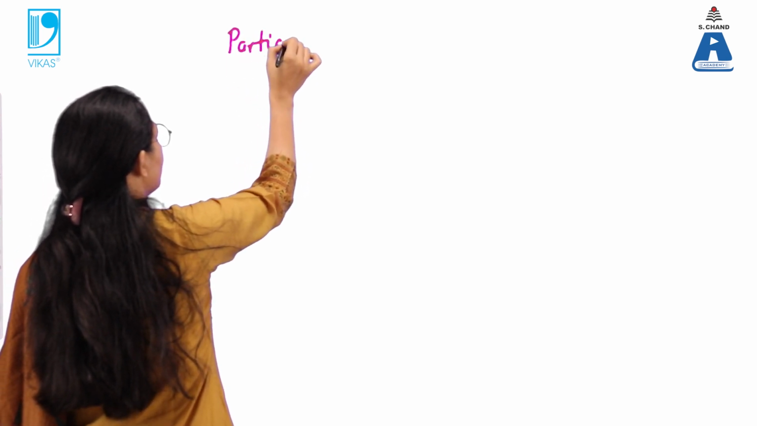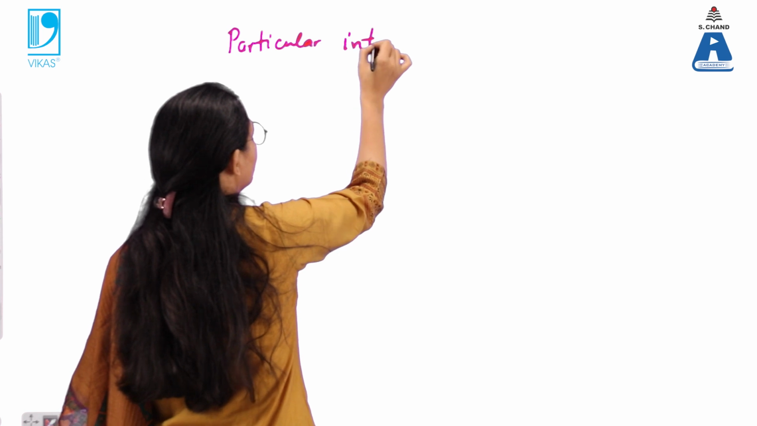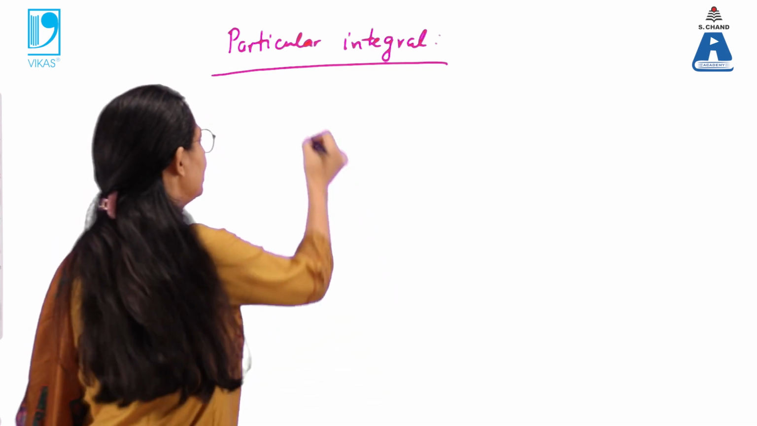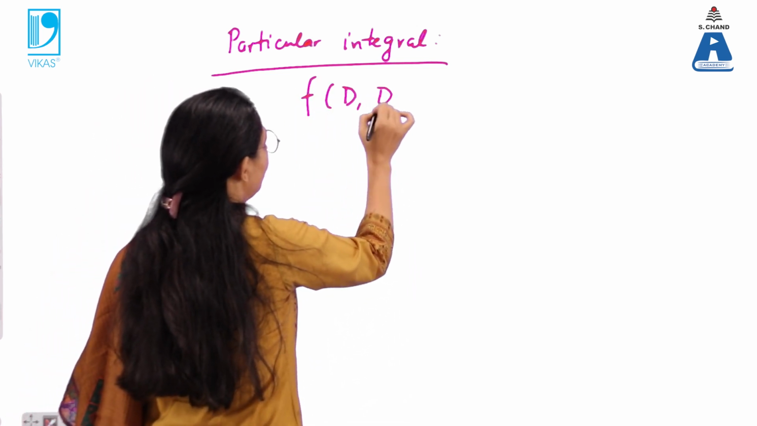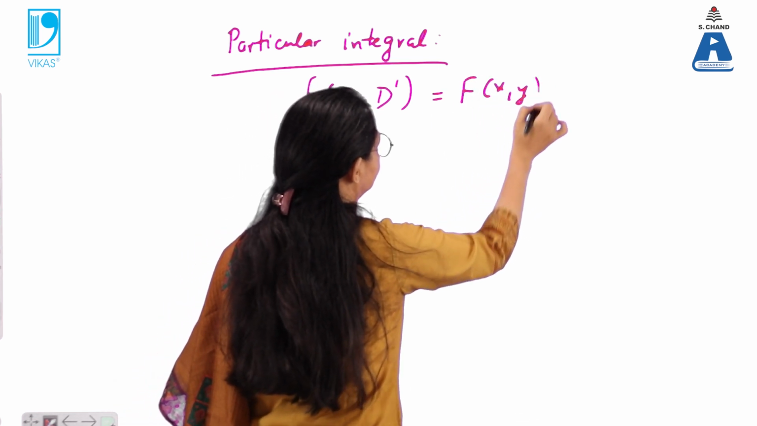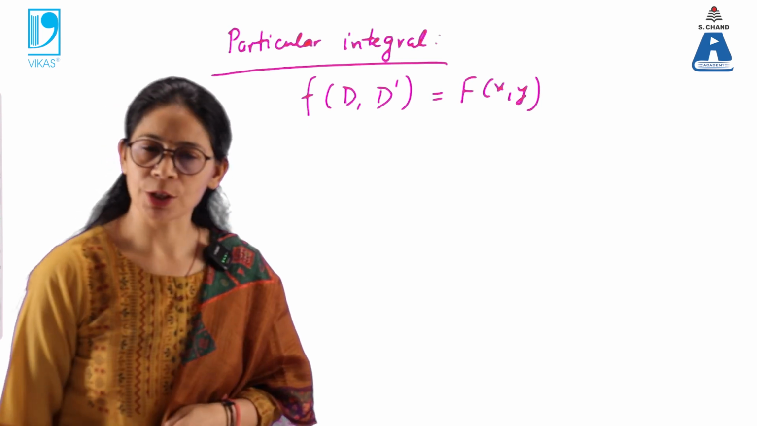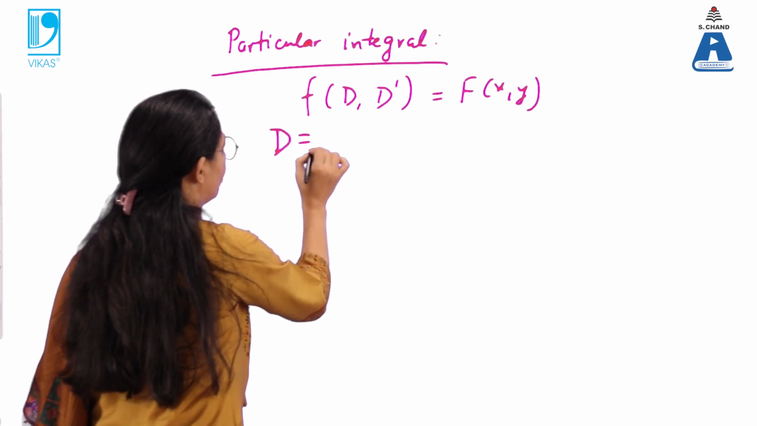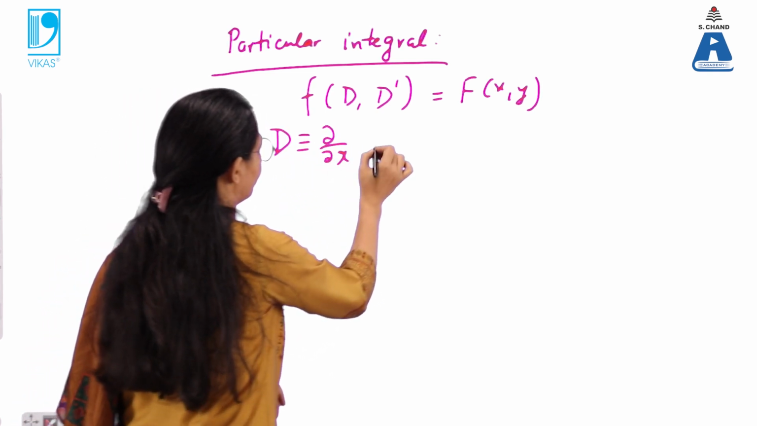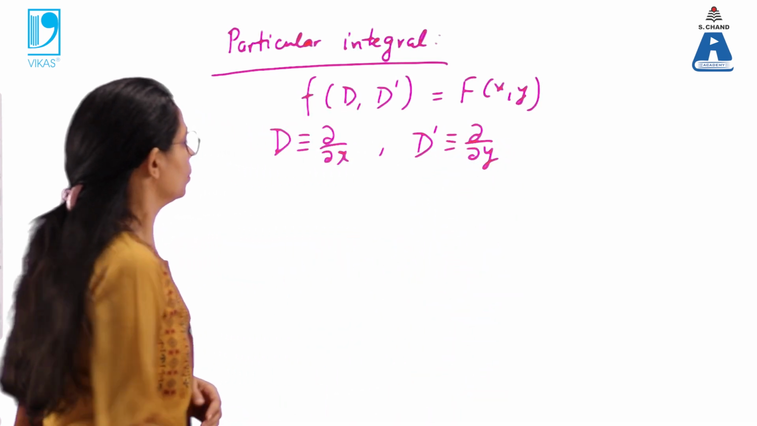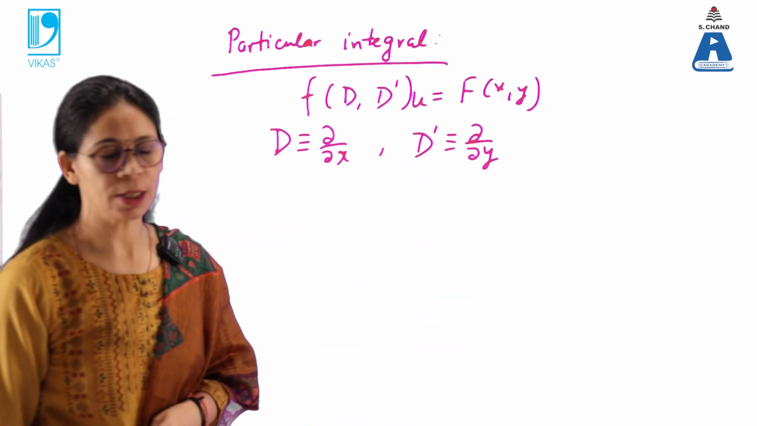So, for the particular integral, as we have already discussed in the first part of the video, the given differential equation should be of non-homogeneous type. So, let us say that the given differential equation is of this type, f(D, D') u equals some function f(x, y), where D and D' notation have already been made clear in the previous part of the video, where D stands for del by del x and D' stands for del by del y. The unknown function is u here.